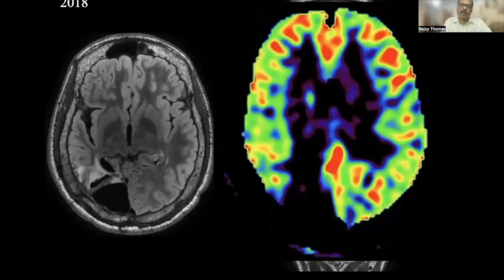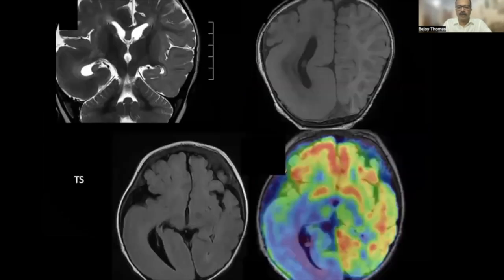Sometimes perioperative mapping is very, very important. And if you are not using perioperative mapping, sometimes surgery fails because the ictal onset zone can be much wider than the anatomical substrate that we are seeing on MR. So here again, you can see in this case, after the second surgery, there is no hyperperfusion, and this child was seizure free.